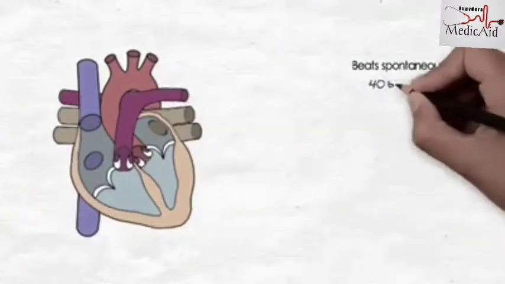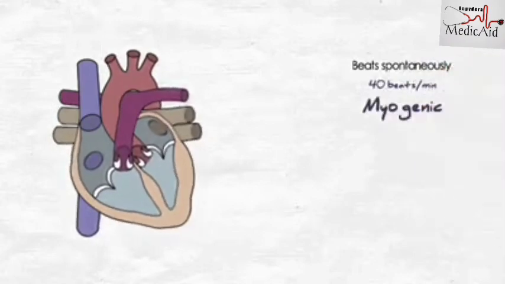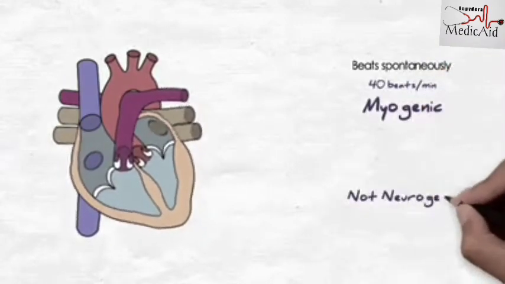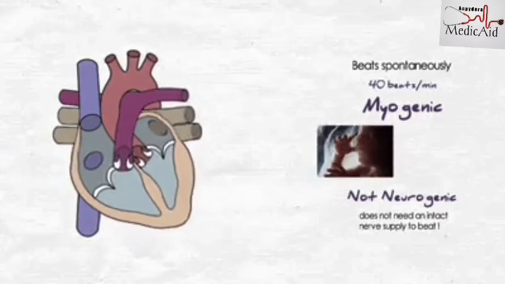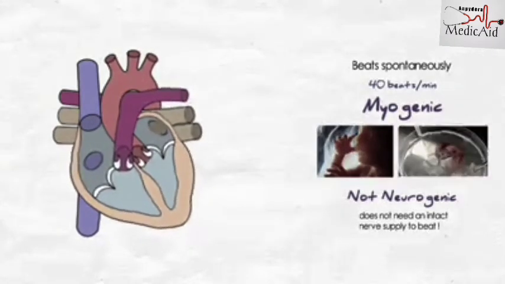The heart can beat spontaneously at a rate of 40 beats per minute. Beating of the heart is myogenic in nature, not neurogenic. That means that it does not need an intact nerve supply to beat. And the evidence is that the heart of the fetus during pregnancy beats before the heart is innervated, and also an isolated frog's heart can beat spontaneously.